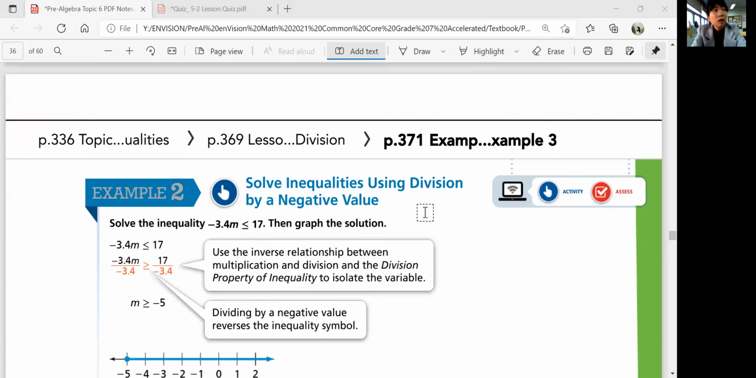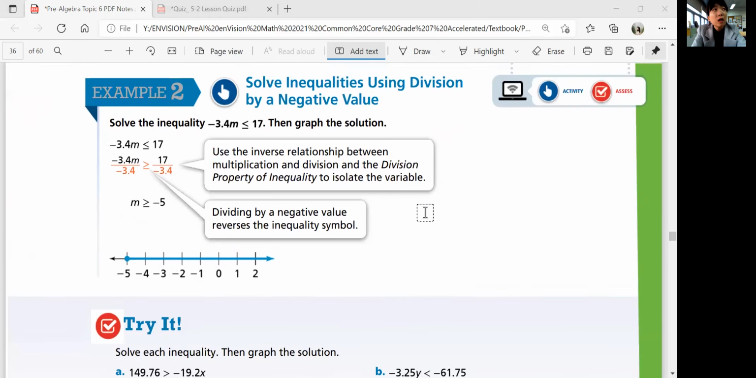Okay, let's look at example 2 on the next page. Solve inequalities using division by a negative value. All right. What if you have a negative value? Do we have some rules that we need to remember? Well, let's look at this one.